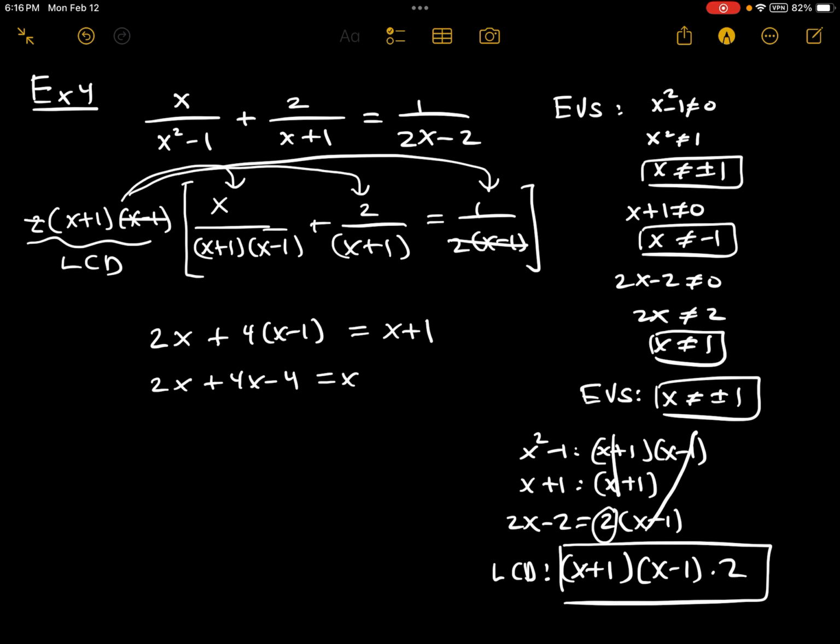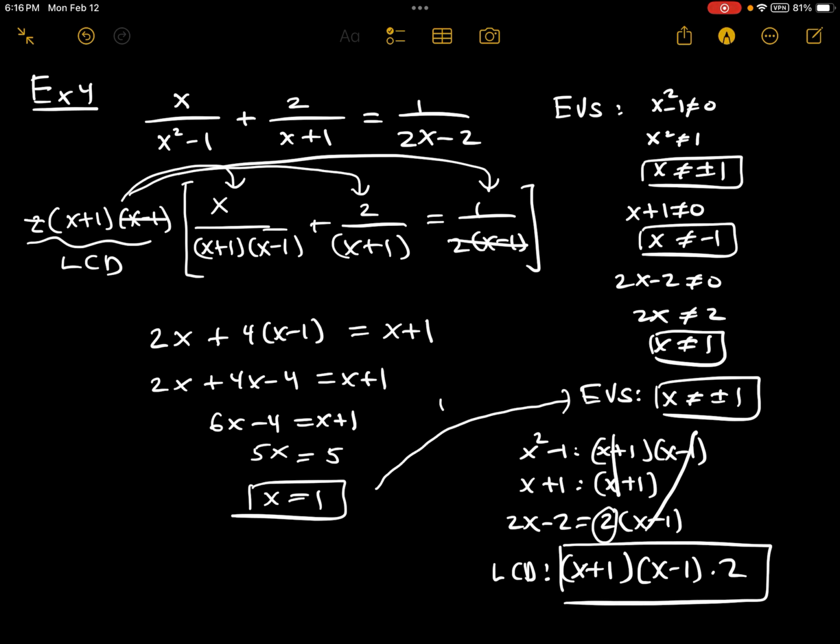Remember, after you get your solution, make sure it's not part of your EVs. And actually it is. This solution right here is an EV, and if it's an EV, you have to exclude it because x can't equal positive 1. Even though we got a solution of x is equal to 1, we know it's going to make our denominator 0. So I'm going to cross this off and say no solution.